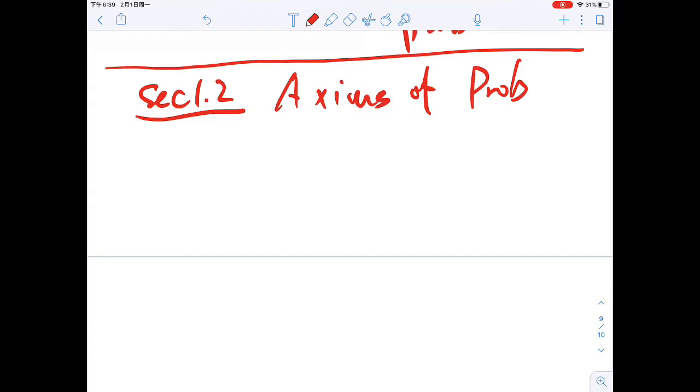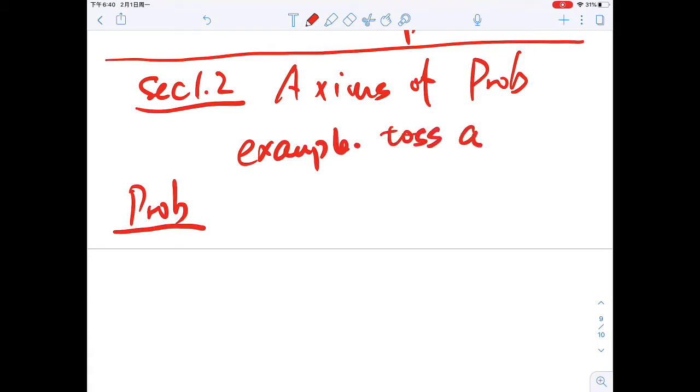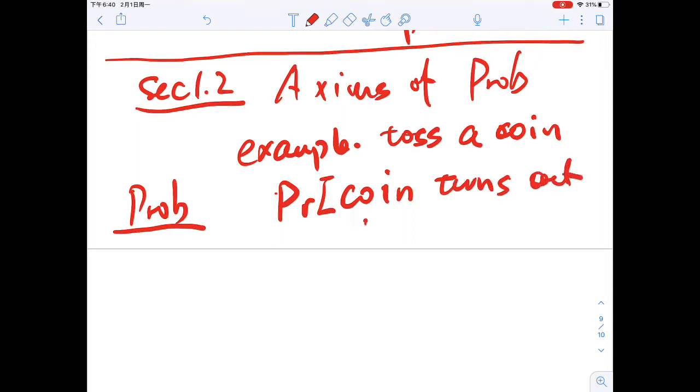The discussion so far has been quite vague, so I think it would be best to illustrate a number of examples. When we talk about probability, we usually use it in very different ways. For instance, the first example: let's say we toss a coin, and you usually make a statement like this: the probability that the coin turns out to be a head is a half. So this is one type of probability statement we usually want to make.